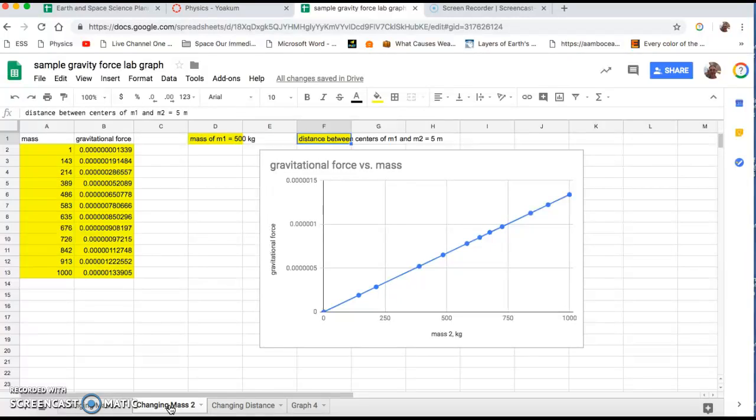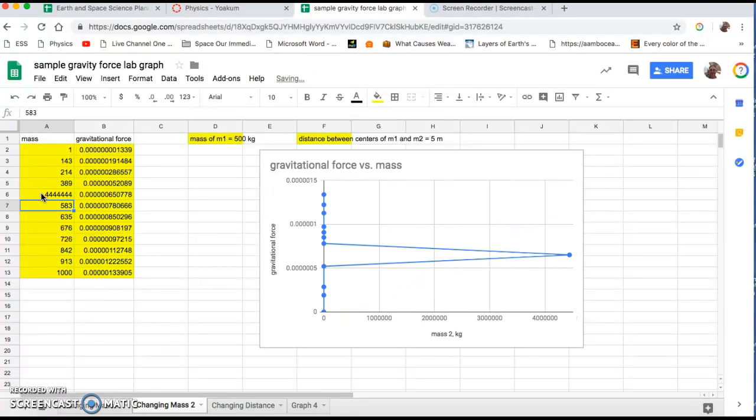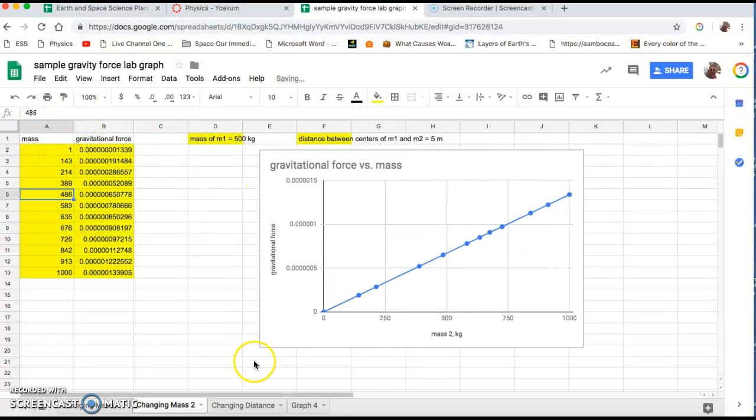Do the same thing with graph 2. You enter your data, I'll make up a number here, and you can see that it will change the graph. So you just enter your numbers, and you'll get a nice straight graph if you do this correctly.